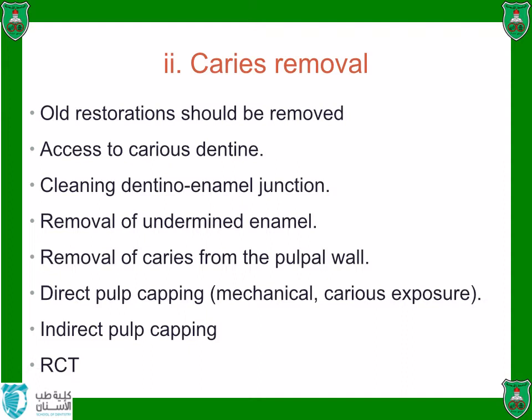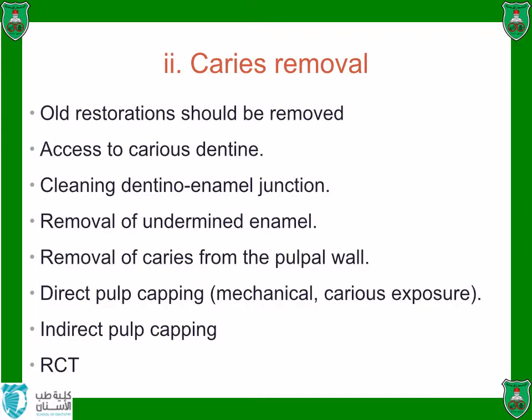The mechanical exposure is caused by errors from the dentist, and it's related to some procedure error done by the dentist. That's why we call it mechanical. That means the bur or the hand cutting instrument does the mechanical exposure of the pulp. And the other type is caries exposure. This is done by the caries itself. That means the caries has extended to the pulp and exposed it. And it happens while you are removing carious dentin. You will reach the pulp and you will find the exposure.